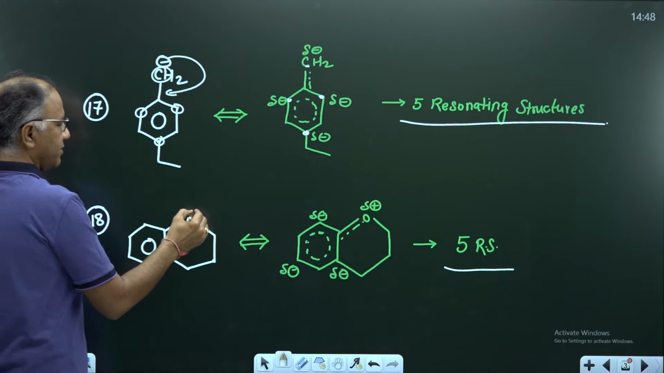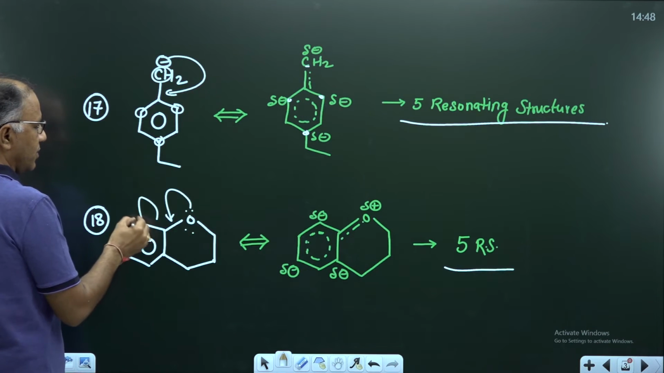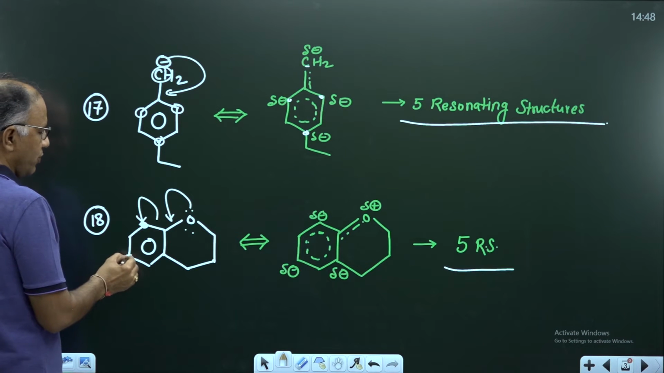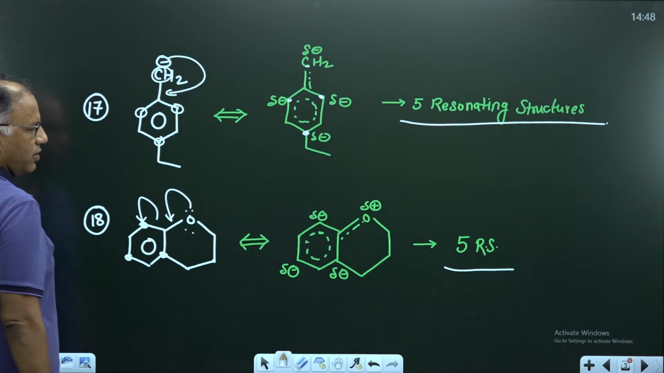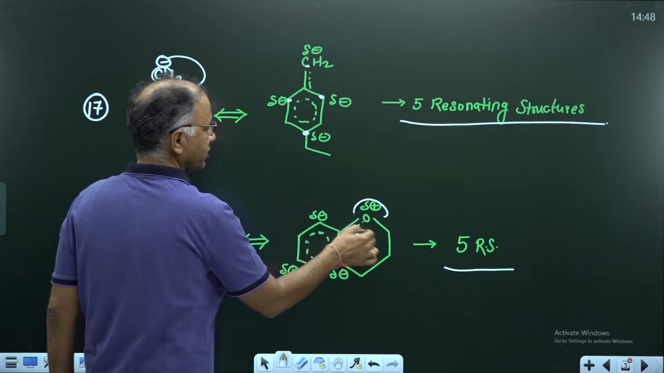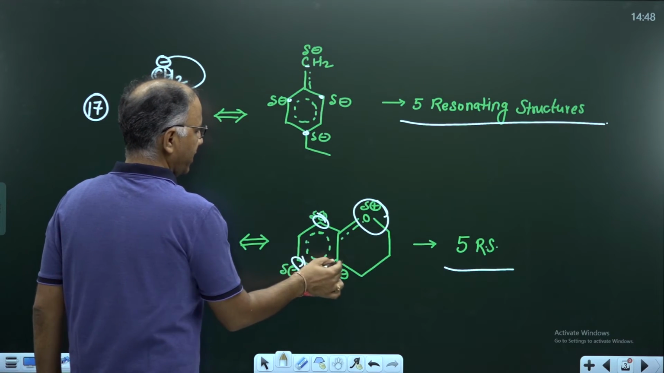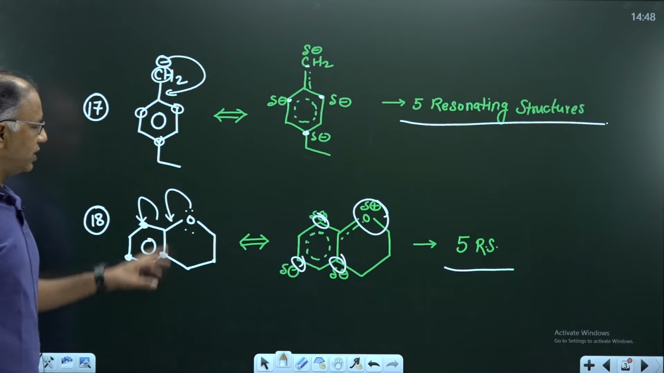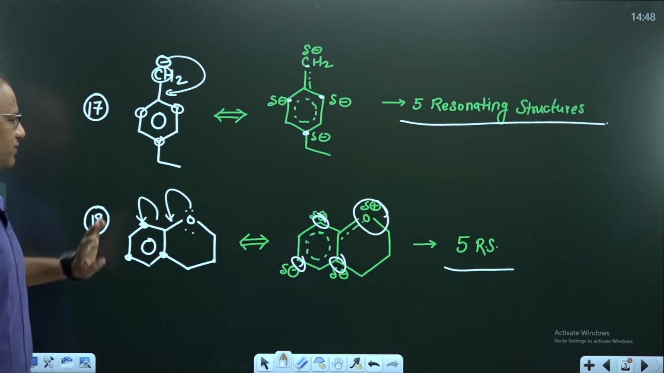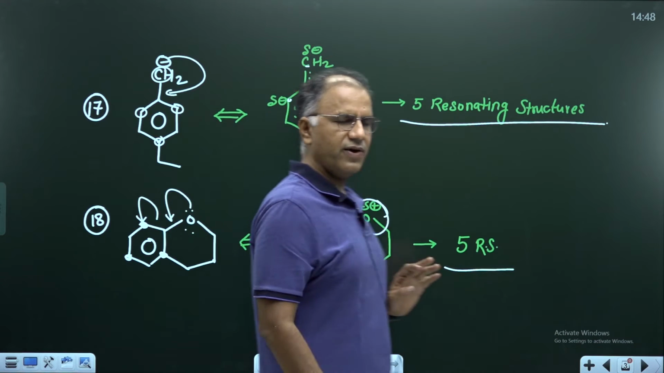Now, in 18, lone pair converts into pi bond, the negative charge will be at ortho position, para position and ortho position. Got it? And what is the charge on oxygen? There will be a positive charge on oxygen and a negative charge on carbon. Because the lone pair of oxygen is undergoing delocalization, this means O will carry a positive charge. Total 5 RS will be there.